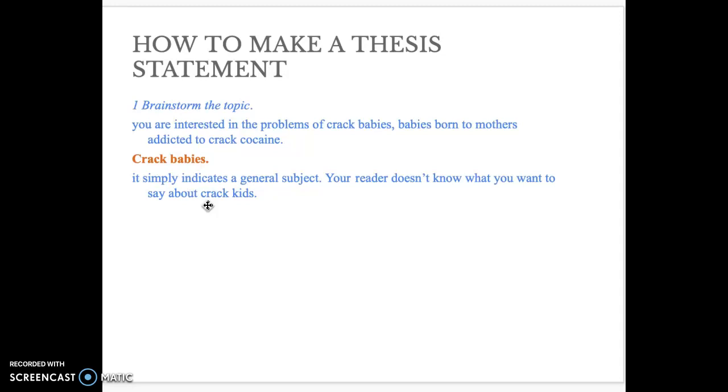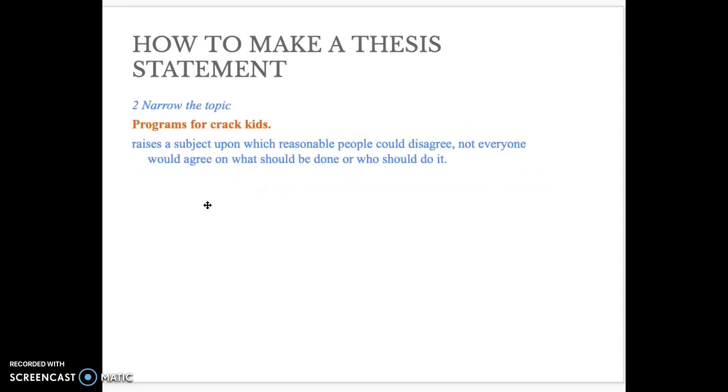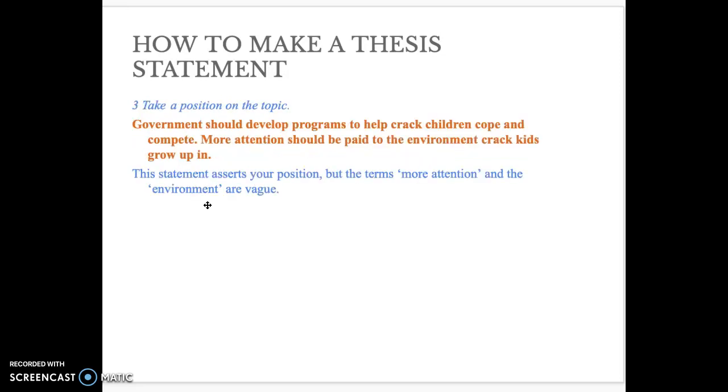Now that's not a thesis statement, that's a general subject. I don't know what you want to say about crack babies. So you need to narrow down the topic. There's loads of things that you could be doing here. However, what interests you is programs for crack kids. Now programs, still, I'm not quite sure what to say. Who's running these programs? How old are the kids? What's in those programs? Narrow it again.